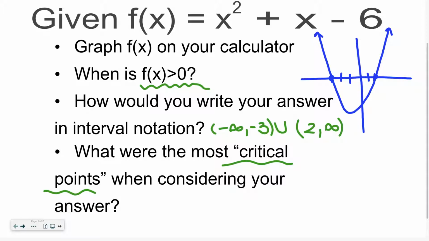What are our critical points? What breaks up being above the x-axis versus being below the x-axis? Our x-intercepts, right? So what we are going to do today, I am going to give you an inequality that is a polynomial to start with, and we're going to need to determine the intervals in which it is true.